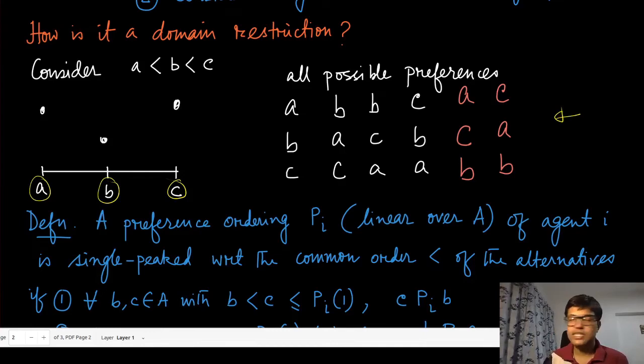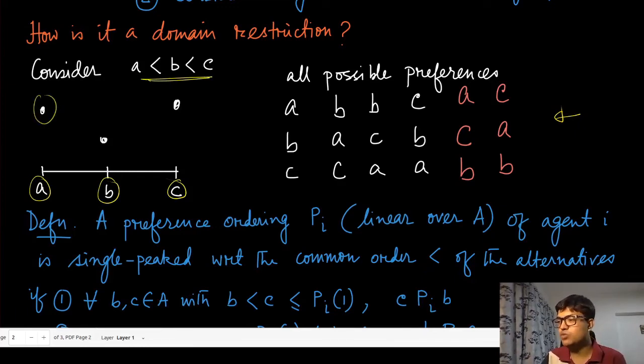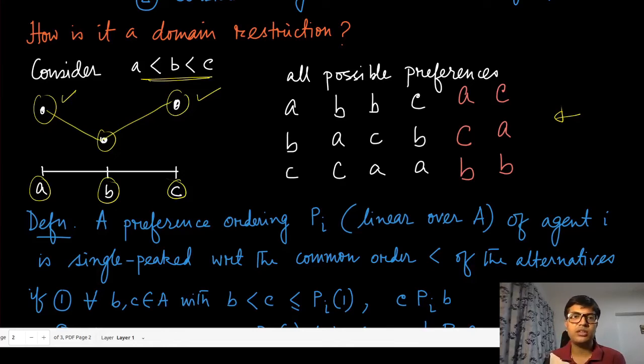Now, because A, B, C follow this common ordering, single peaked preferences rule out certain possibilities. For instance, you cannot have a situation where A is the most preferred, followed by C and then B, or C is the top one and then A and then B. You can already begin to see that it has multiple peaks. That is not allowed according to this domain restriction of single peakedness. So we are ruling out these 2 alternatives.